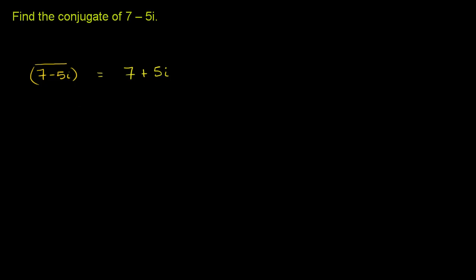Or sometimes you'll see z, which is the variable that people often use for complex numbers. If z is 7 minus 5i, then they'll say the complex conjugate of z, and you put that line over the z, is going to be 7 plus 5i.